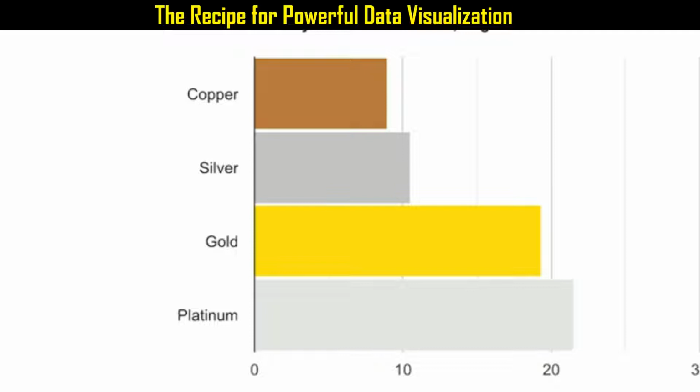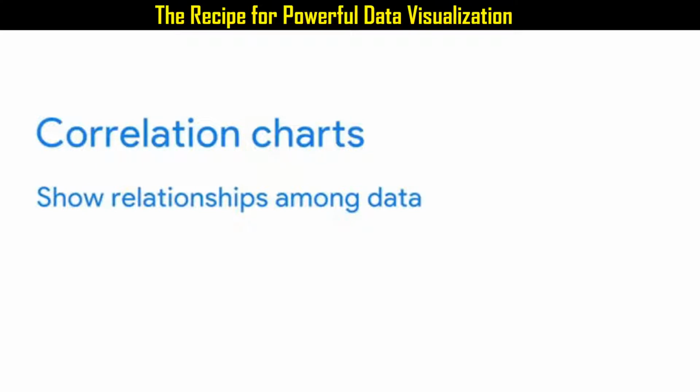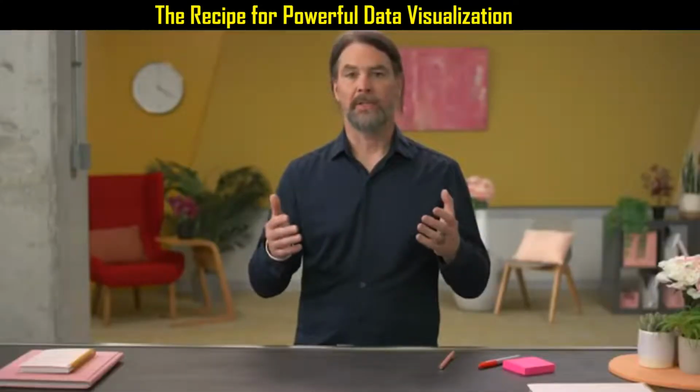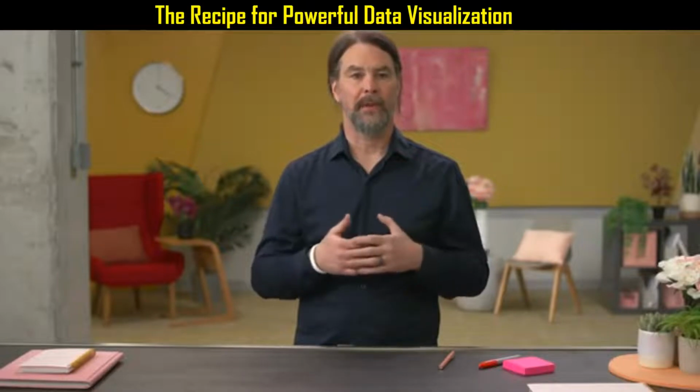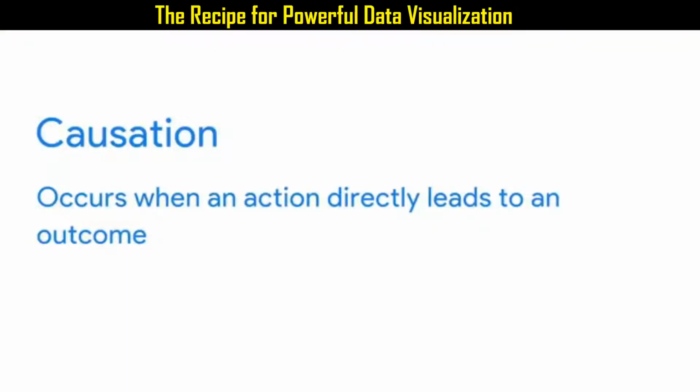An audience would be able to clearly see the ranking and quickly determine which metals had the highest density, even if this data viz included a lot more metals. Correlation charts can show relationships among data, but they should be used with caution because they might lead viewers to think that the data shows causation.